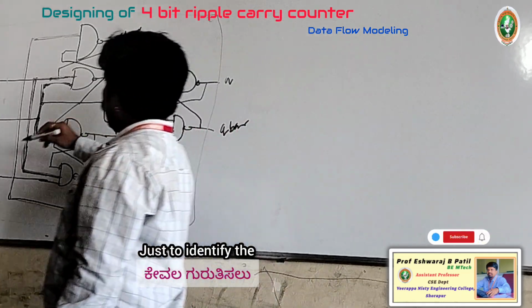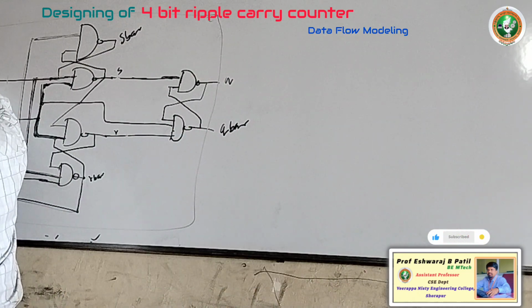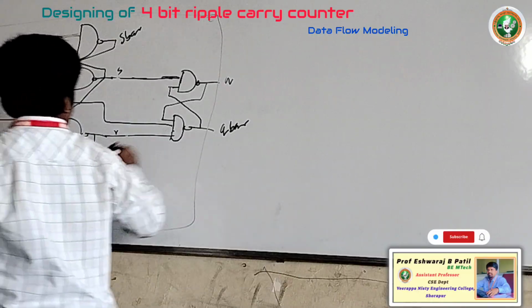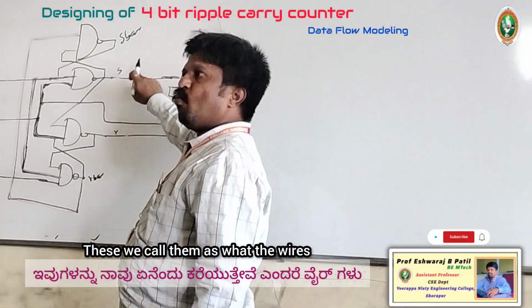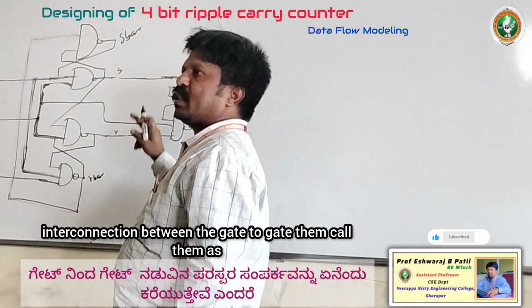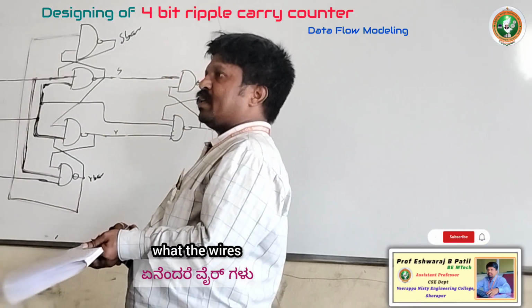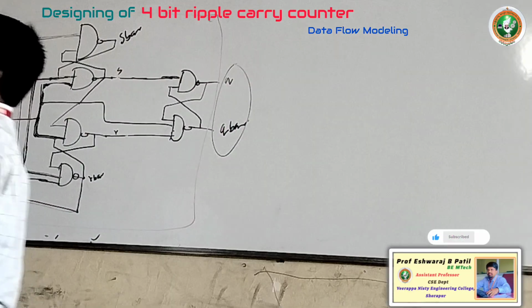Identify how many inputs there are. These three are the inputs, and these two are the outputs. The interconnections between gate and gate, we call them wires. Then start writing the program.